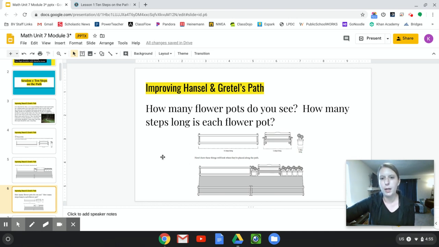How many flower pots do you see in this row right here that I'm showing you? How many flower pots do you see? You should see 1, 2, 3, 4, 5 flower pots. So we know each flower pot is worth 1 step. So if 1 flower pot is 1 step long, 5 flower pots would be 5 steps long. You can answer, shout it out at home. All right, good.